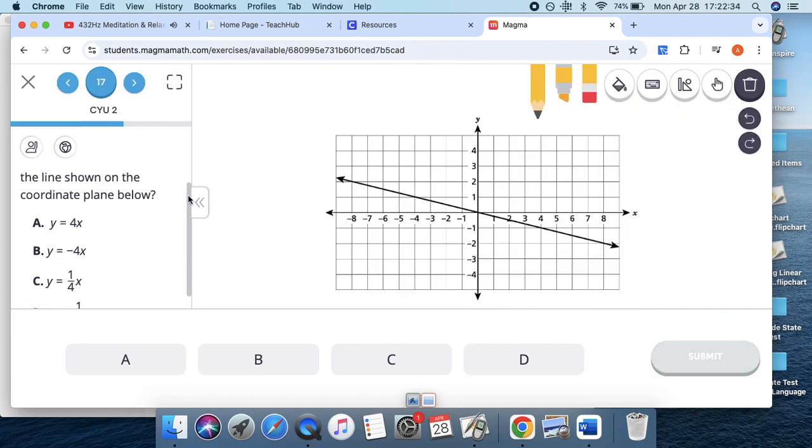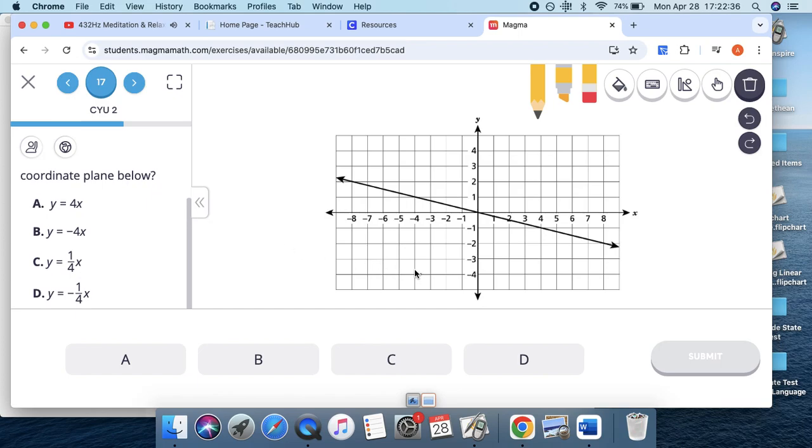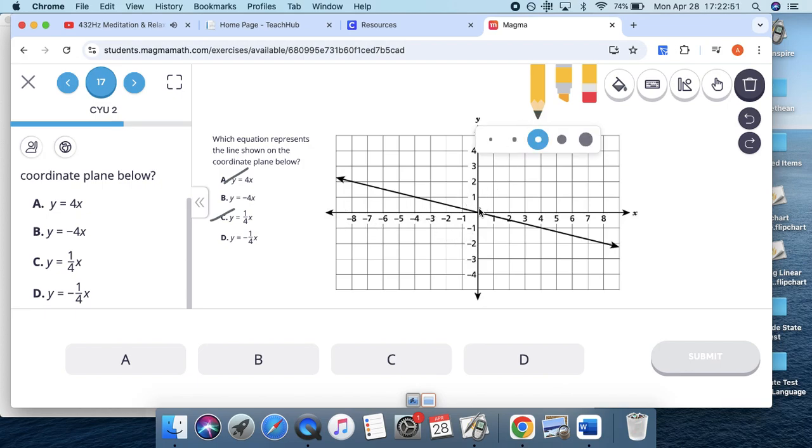If I look at this, it's a negative slope, so automatically I'm going to cross this one out and this one out. Let's try to save some time. Pick 2 points. Well, one of the points is here, it goes through (0, 0). Let me pick another point that I can actually see and know the value of, and here's the point right here.